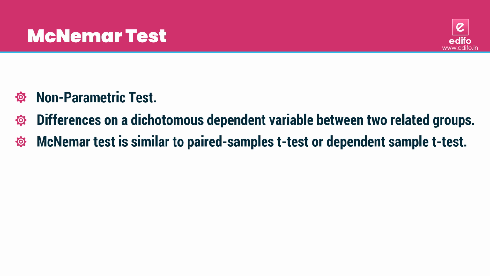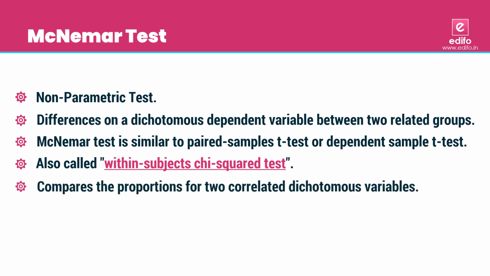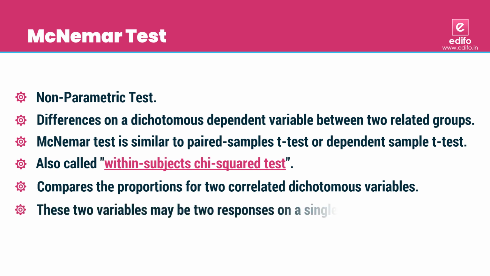Sometimes McNemar test is also called within subject chi-square test, because this test follows chi-square distribution. McNemar test compares the proportions for two correlated dichotomous variables. These two variables may be two responses on a single individual. Two responses means before and after the advertisement campaign.